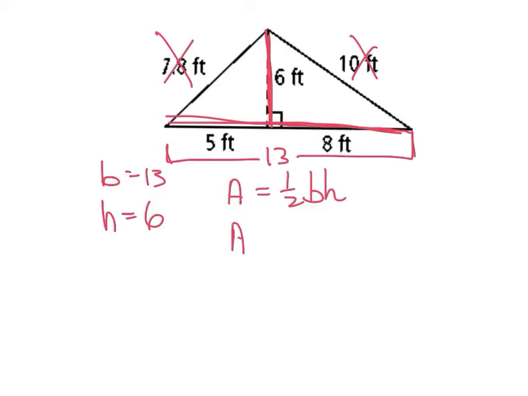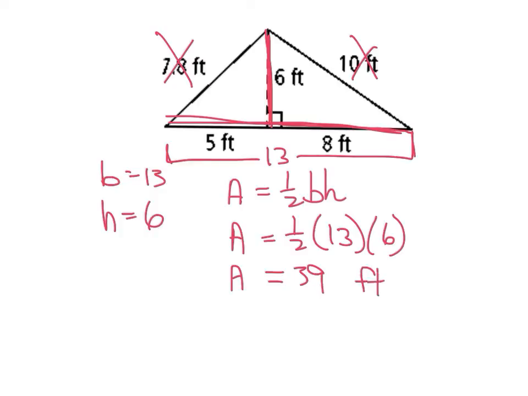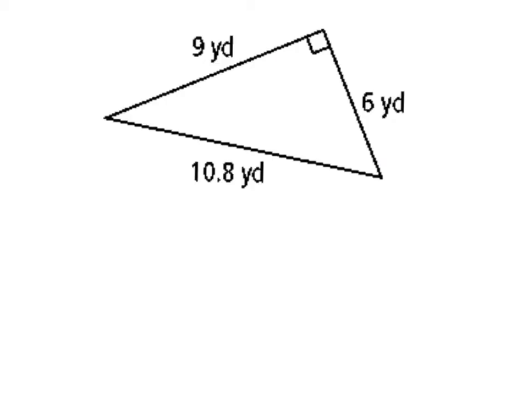So finding the area of the triangle, it's 1/2. Base is 13, and height is 6. So multiplying that together, we'll get 39 square feet. In this problem, the area of the triangle is 1/2 base times height. So the key is to find what the base and the height are, where the base and the height have to make the right angle. Go ahead and figure out this problem.